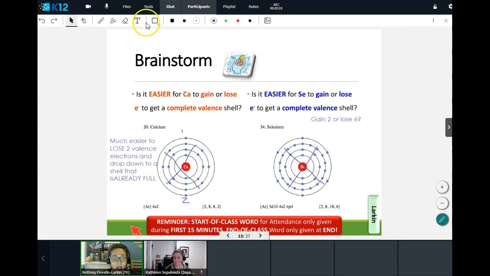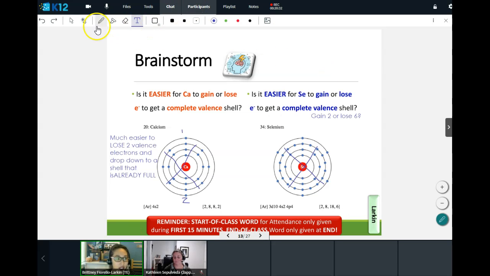Thank you, Bryce. Yes, so selenium is going to actually do the opposite. So for selenium, my tools are being so ridiculous right now. All right, let me try this again. All right, so for selenium, oh my gosh, dumb tools. Here we go. Nope. Let's try again.